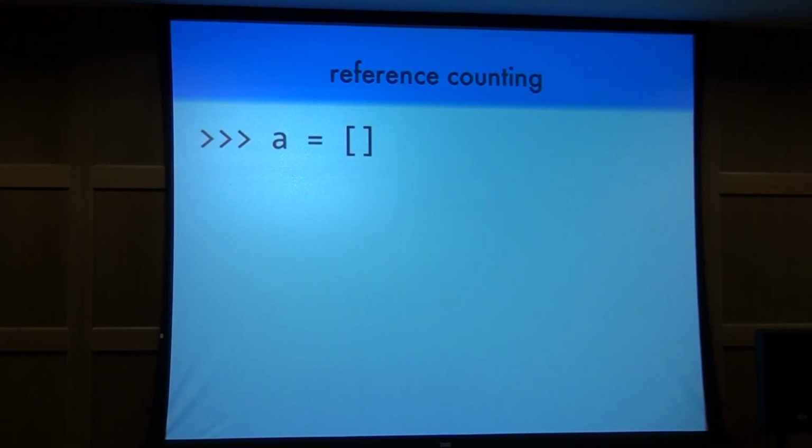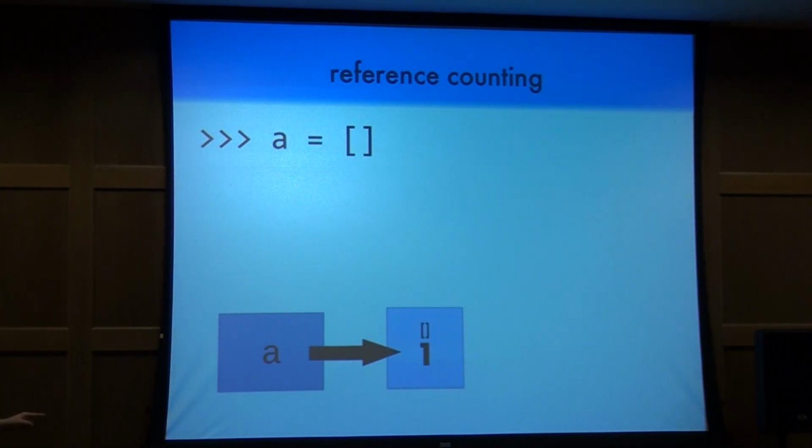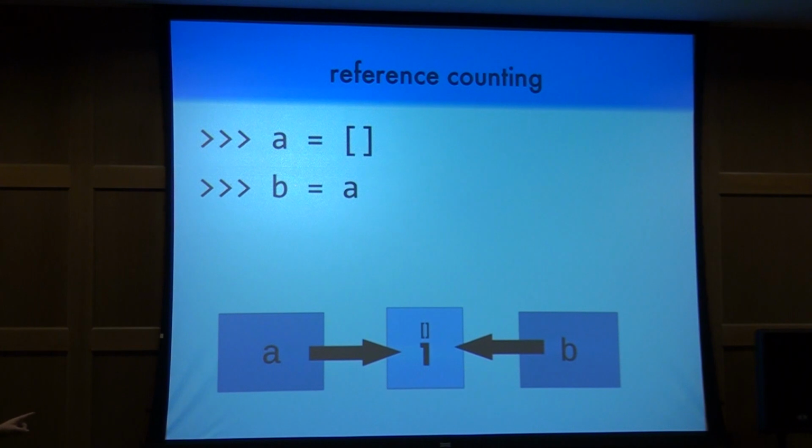Now, let's talk about what it looks like from the Python end. Here we have a very simple statement: a equals a new empty list. So we have a variable A, and it has a reference to this empty list that's floating out in the world somewhere. And the empty list has a reference count of 1. If we then say b equals a, we're creating a new variable called B and assigning it a reference, and the reference count has to go up to 2.